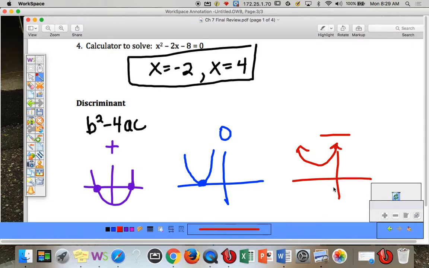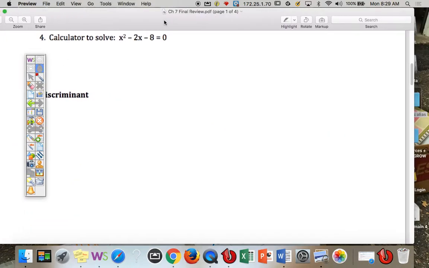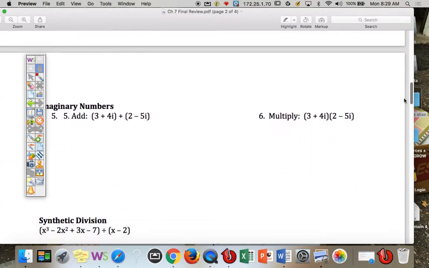So it could look something like this. It could be below as well. So the discriminant tells you how many solutions there are, either 2, 1, or 0, depending on the sign or the number underneath.